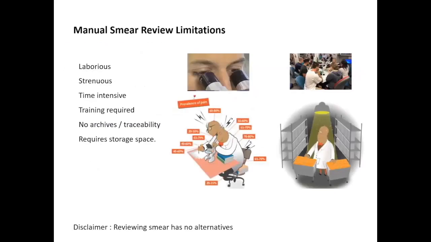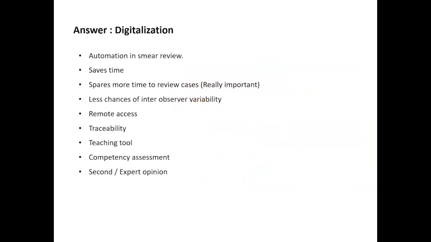Now, as Dr. Richa has already told, there are certain limitations to manual smear review, and all of us have experienced this: these are laborious, these are strenuous, they require a lot of time, they require lots and lots of training. There are no archives, no traceability, and it requires storage space. Now, disclaimer: reviewing smear has no alternative, so you have to review a smear. But reviewing a manual smear has answers, and the answer is digitalization.